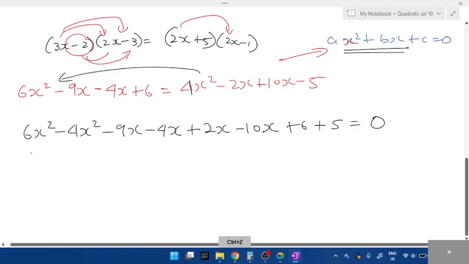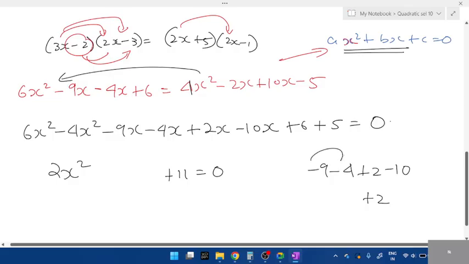What is 6 minus 4? 2x square. What about the x terms, students? Okay, minus 9 minus 4 is, see, just take the numbers. For these three, you'll get 23, right? Minus 23 plus 2 is minus.